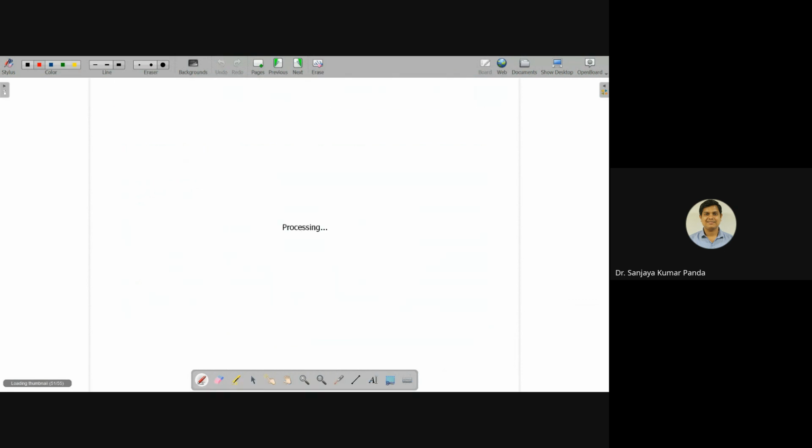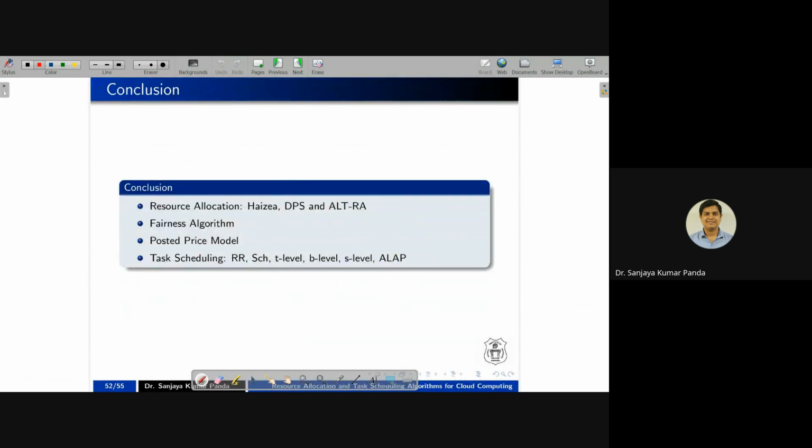What we have discussed in this 2-hour session: we have seen 3 different algorithms, Hygia, DPS, and ALTRA. These are the 3 connected resource allocation algorithms. Then we also saw the fairness algorithm and the posted price model. In task scheduling, we have seen the round robin scheduling algorithm and the least scheduling algorithm, considering multiple workflows or multiple applications. And we have seen some measures like T level, B level, S level, and ALAP to determine the order in which tasks execute in different applications.